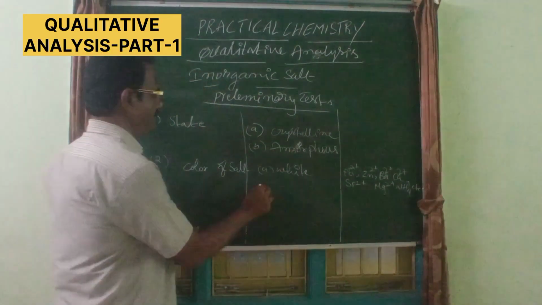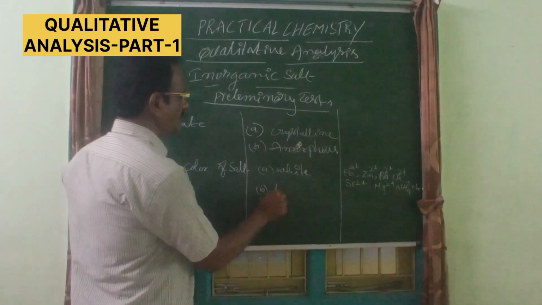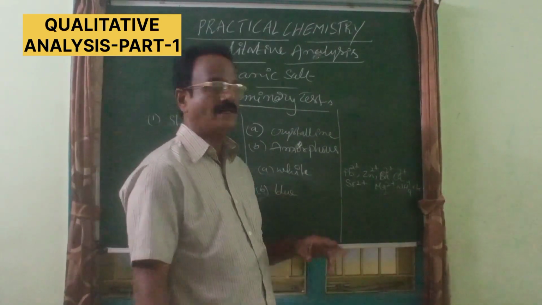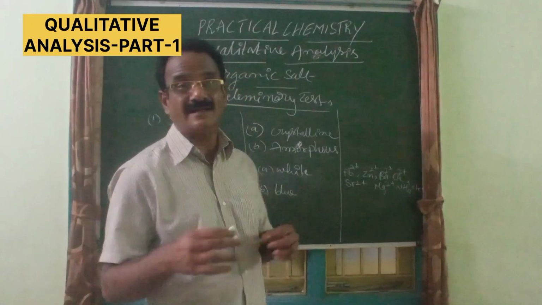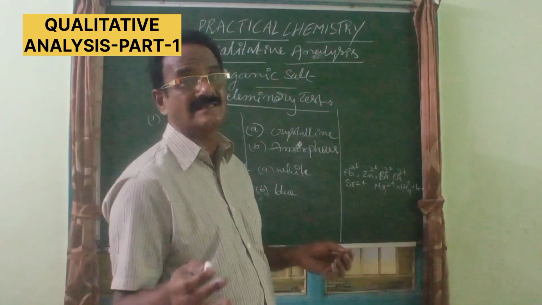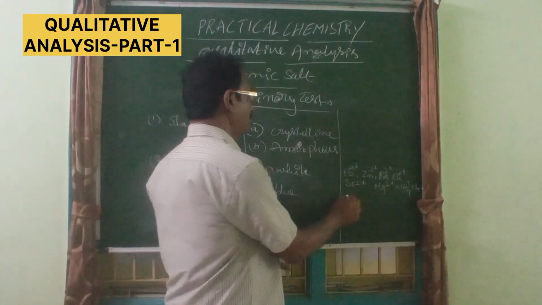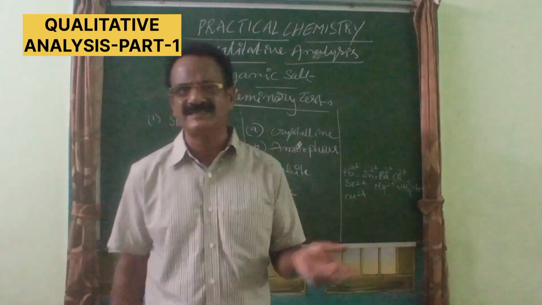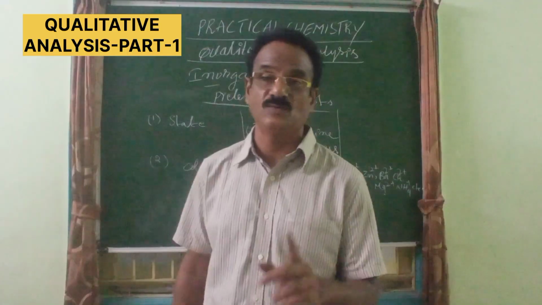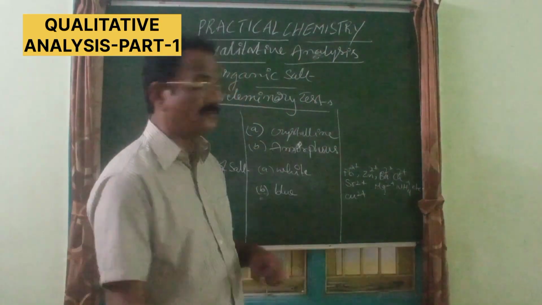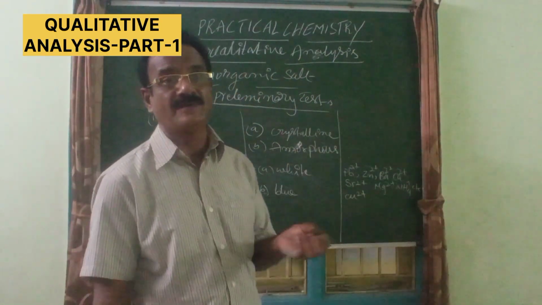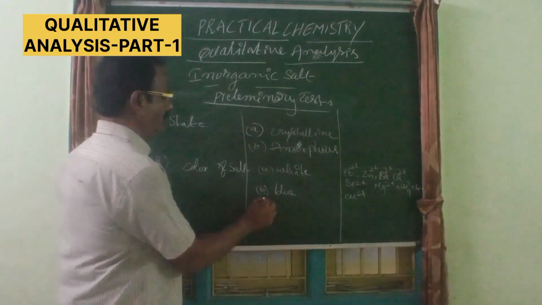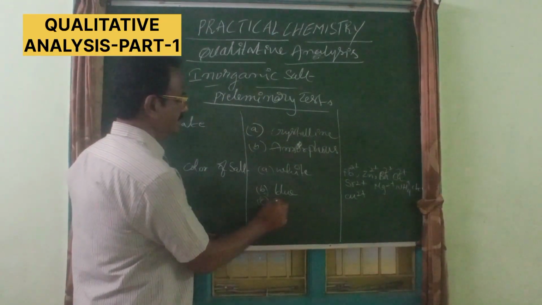So the next probable color is blue. If the salt is blue in color, it definitely contains copper as cation, Cu2+. Usually Cu2+ is to be given. Cu+ is also there, but it is most unstable. So most inorganic salts of copper contain Cu2+. Is it clear? Now let us see another color, green.